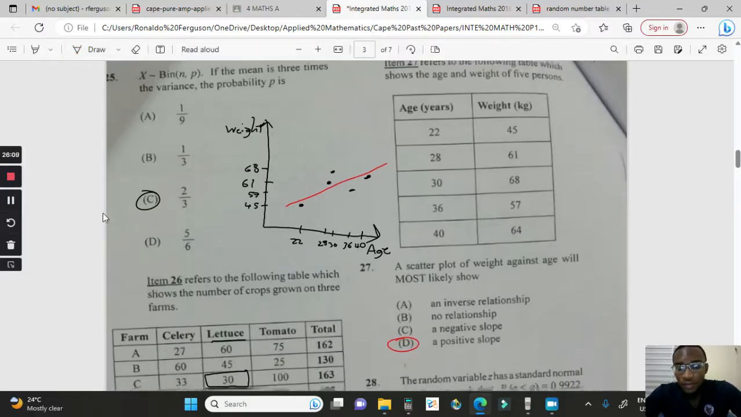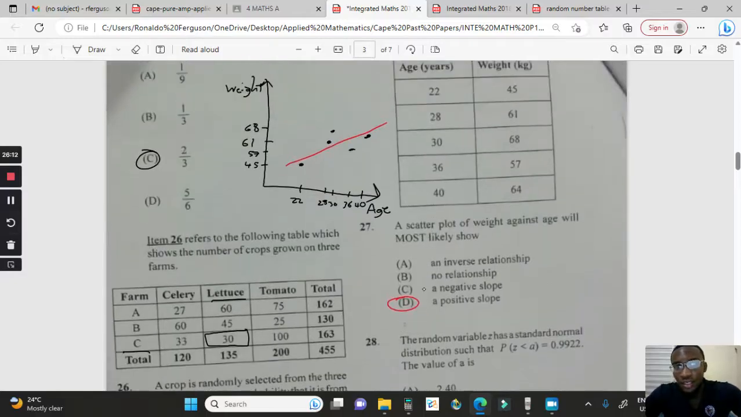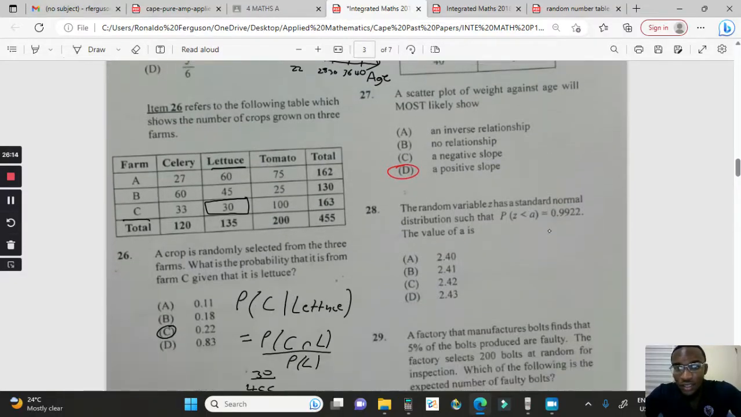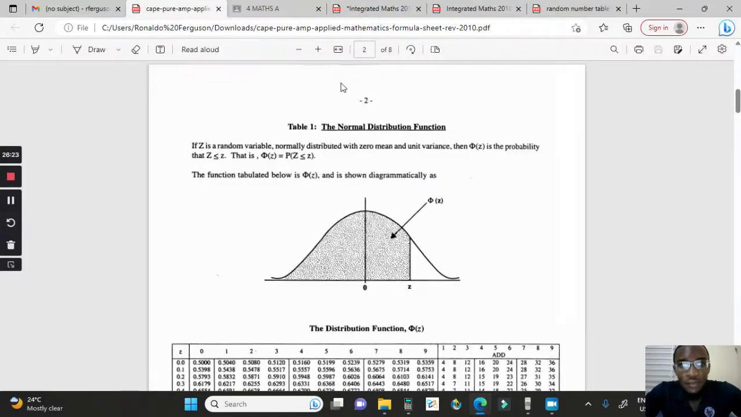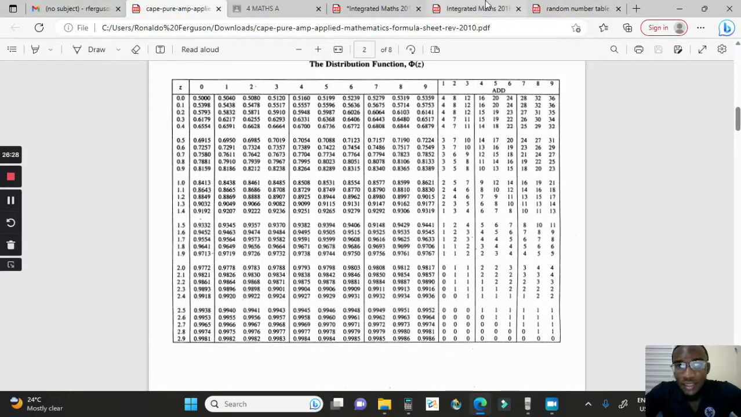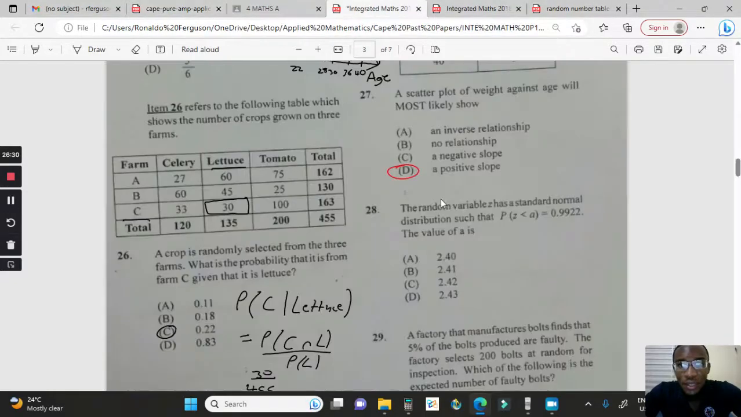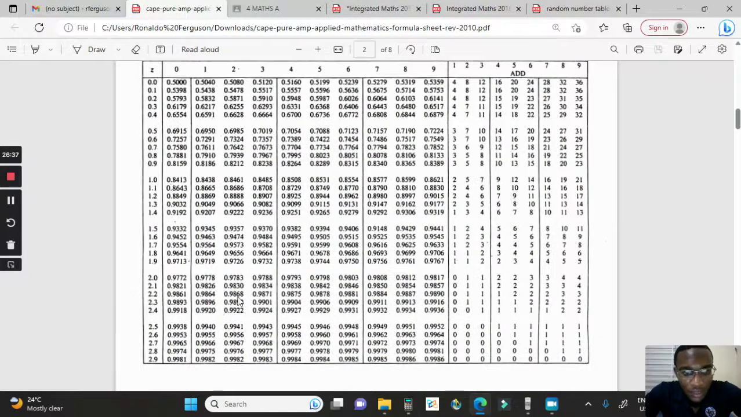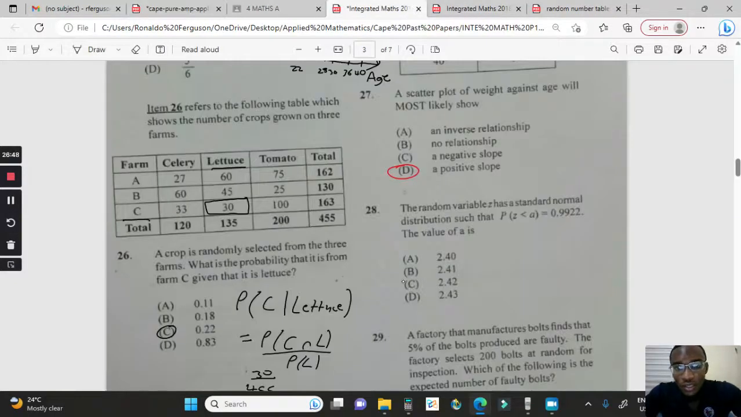Alright, so that's it. Now it says the random variable Z has this. What's the value of a? You go to your normal distribution table, and you're looking for the number from paper 2017, 0.9922. Here it is, 0.9922, and it corresponds to 2.42. Those are the numbers you pay attention to, which is C.